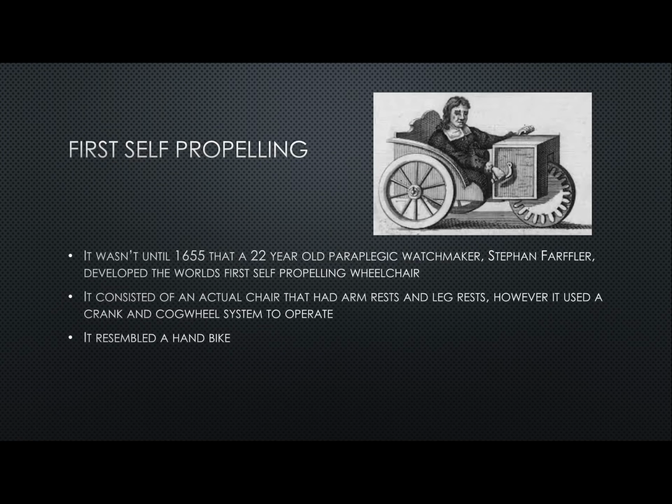So the first self-propelling wheelchair: it wasn't until 1655 that a 22-year-old paraplegic watchmaker, Stephen Farfler, developed the first self-propelling wheelchair. So that's the first one that someone can operate on their own. It consisted of an actual chair that had armrests and legs, so it was more like a sitting type environment, and you cranked. It used a crank and cogwheel system to operate, and it resembled a bike. That's the picture. So as you can see, they sit comfortably, but they use their hands to operate the system.